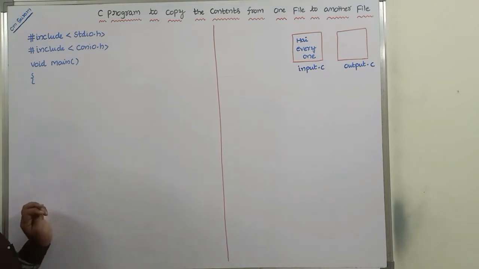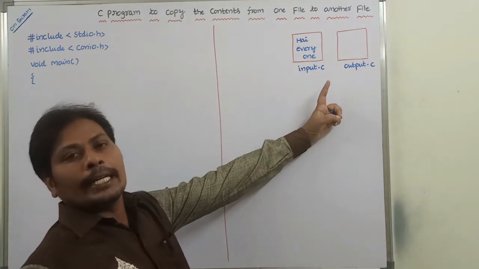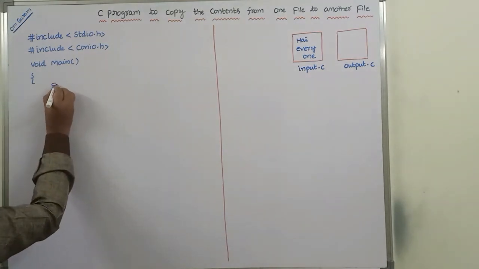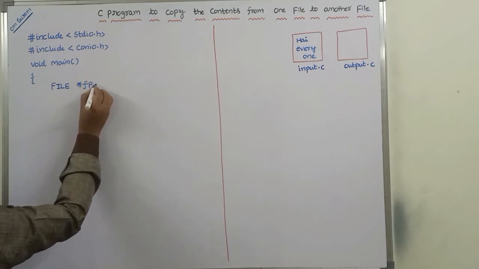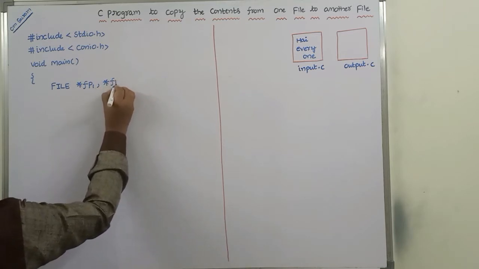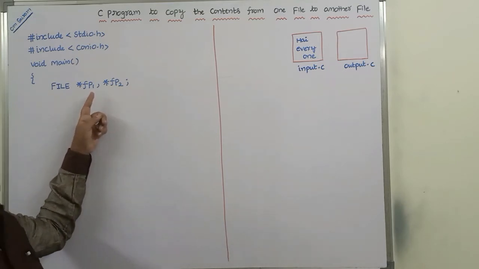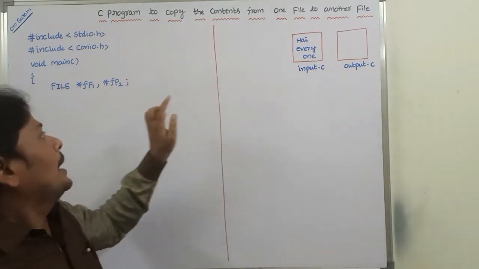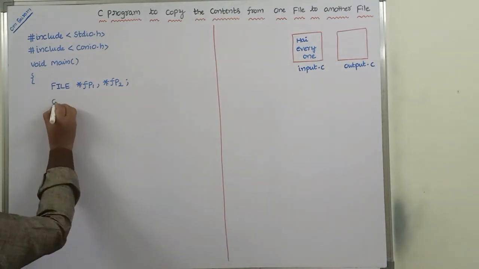First of all, we have to create two file pointers. The first file pointer points to the input.c file. The second file pointer fp2 points to the output file. So, FILE *fp1, *fp2, where fp1 and fp2 are two file pointers. fp1 points to the input.c file, fp2 points to the output.c file. Okay, char ch.